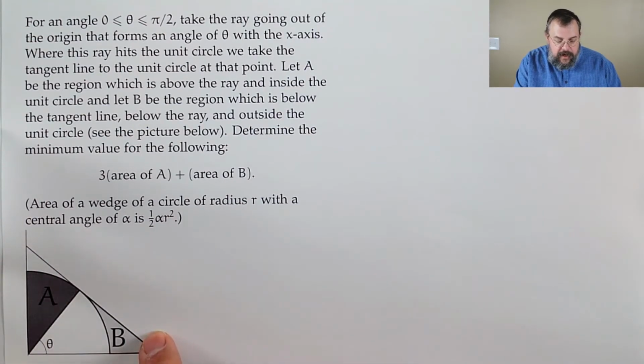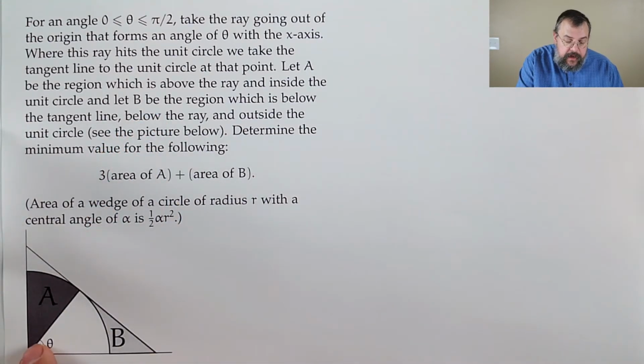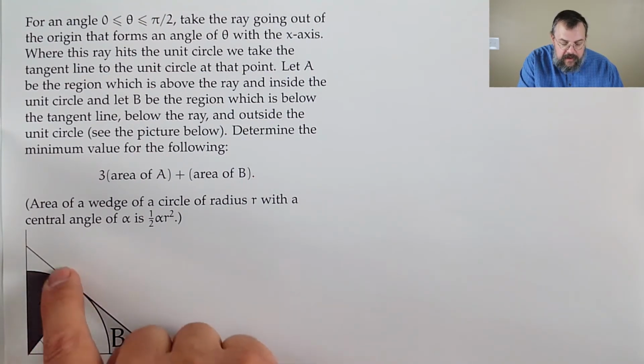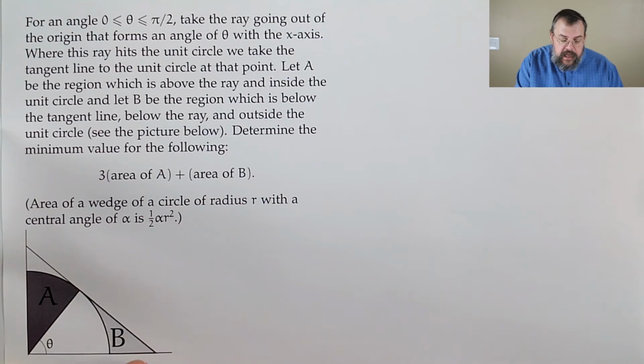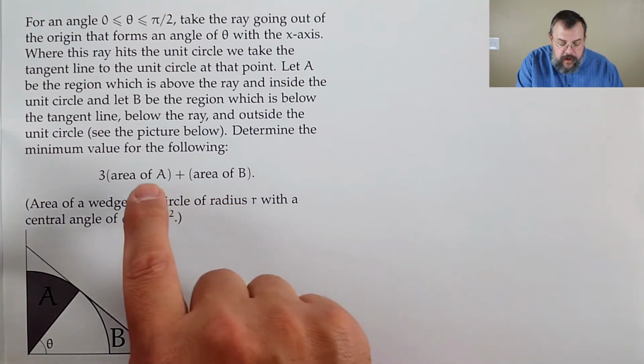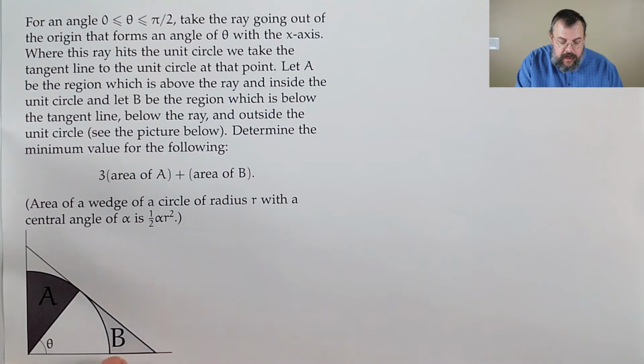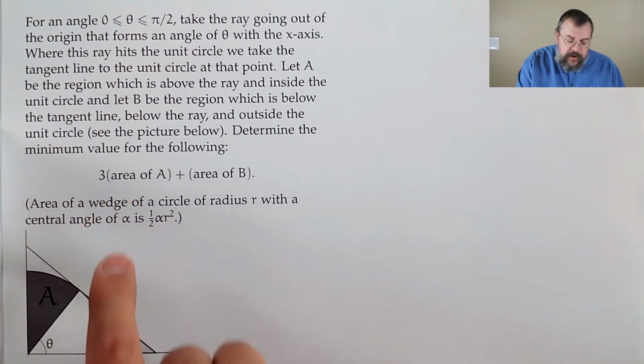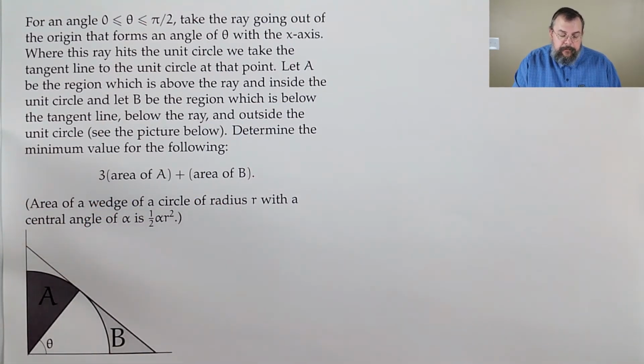Okay, now, what is A? A is the region which is above the ray and inside the unit circle. So it's this darker shaded piece. There's an A here. It's a little bit harder to see because of the coloring, but this is A. And let B be the region which is below the tangent line here and below the ray and outside the unit circle. So it's this shaded region here. So here's A, here's B. The question, determine the minimum value of the following. 3 times the area of B plus the area of A.